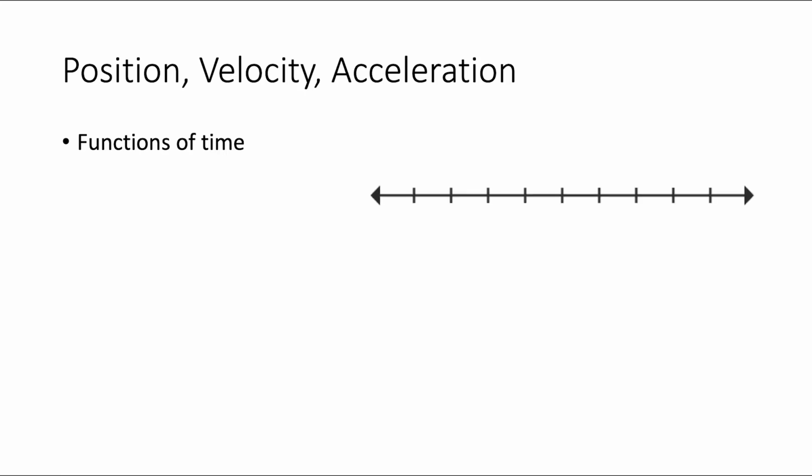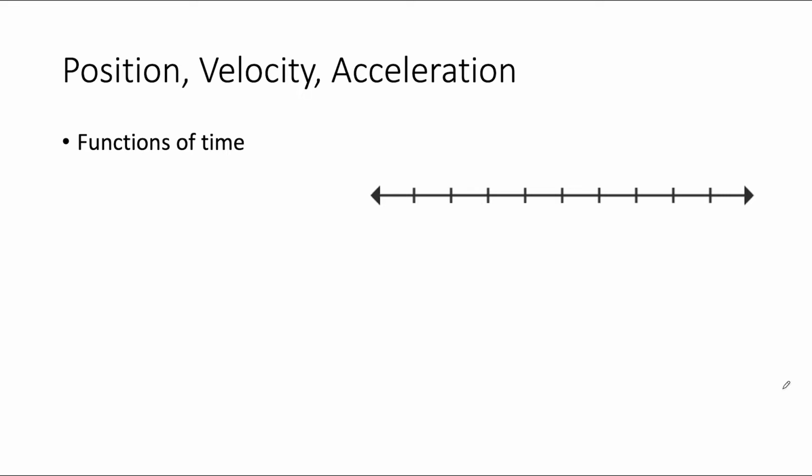So let's start with the three important functions for this unit: position, velocity, and acceleration. These are all functions of time, which means they input time and output their respective values. And this applies to a particle on a one-dimensional line. So what the position function tells you is where on the line the particle is. The velocity function tells you how fast it's moving and in what direction. And acceleration tells you how fast the velocity is changing.